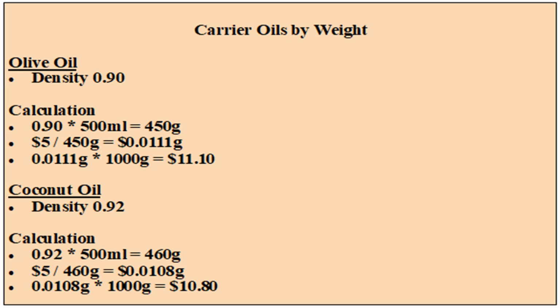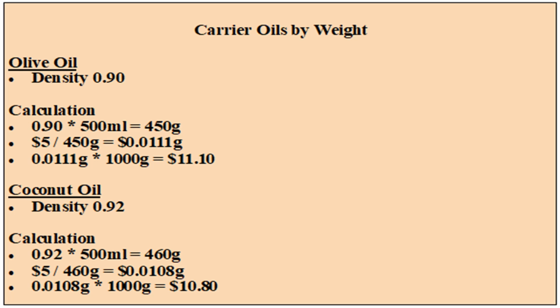So we know that olive oil density is 0.90. So we get out our calculator, and let's say you're buying a 500ml bottle of olive oil. So you do 0.90, which is the density, times 500ml, and you get 450 grams. So that's how much 500ml of olive oil weighs. And let's say you paid $5 for it. So $5 divided by 450 is 0.0111.